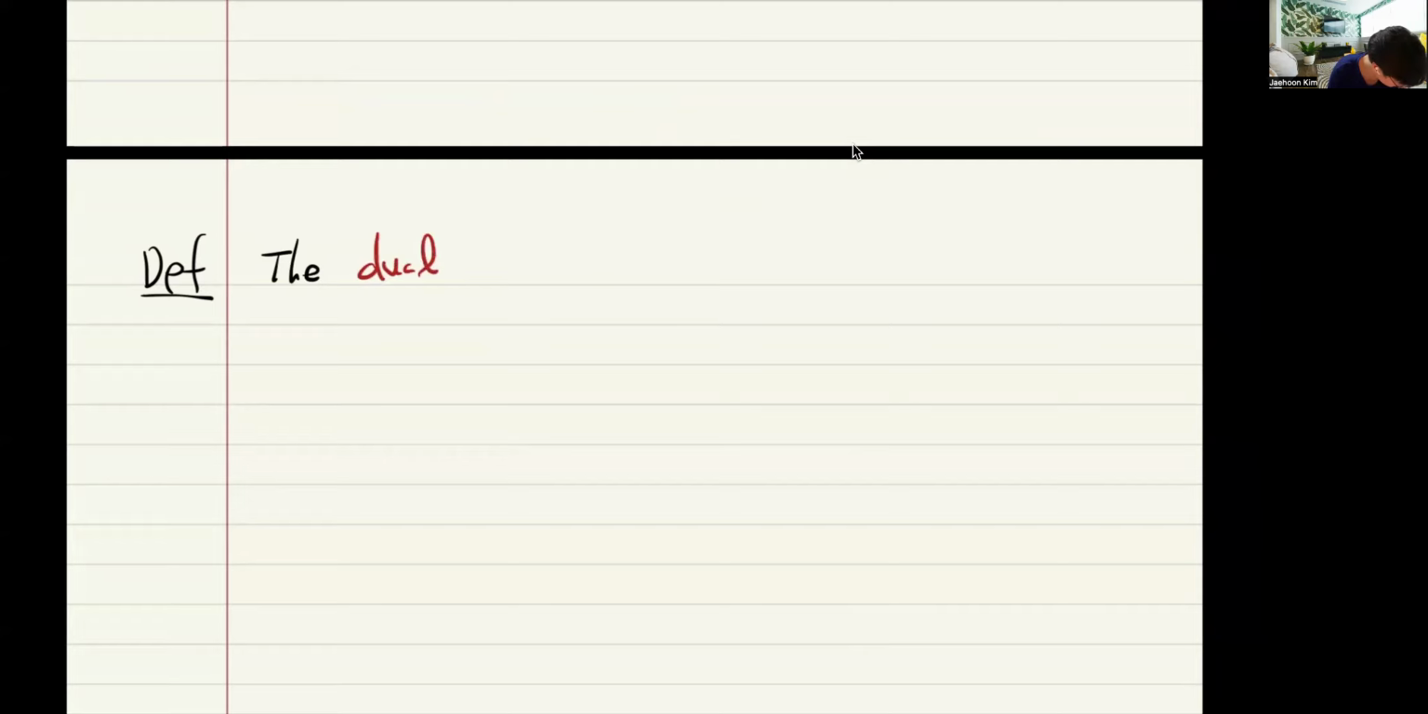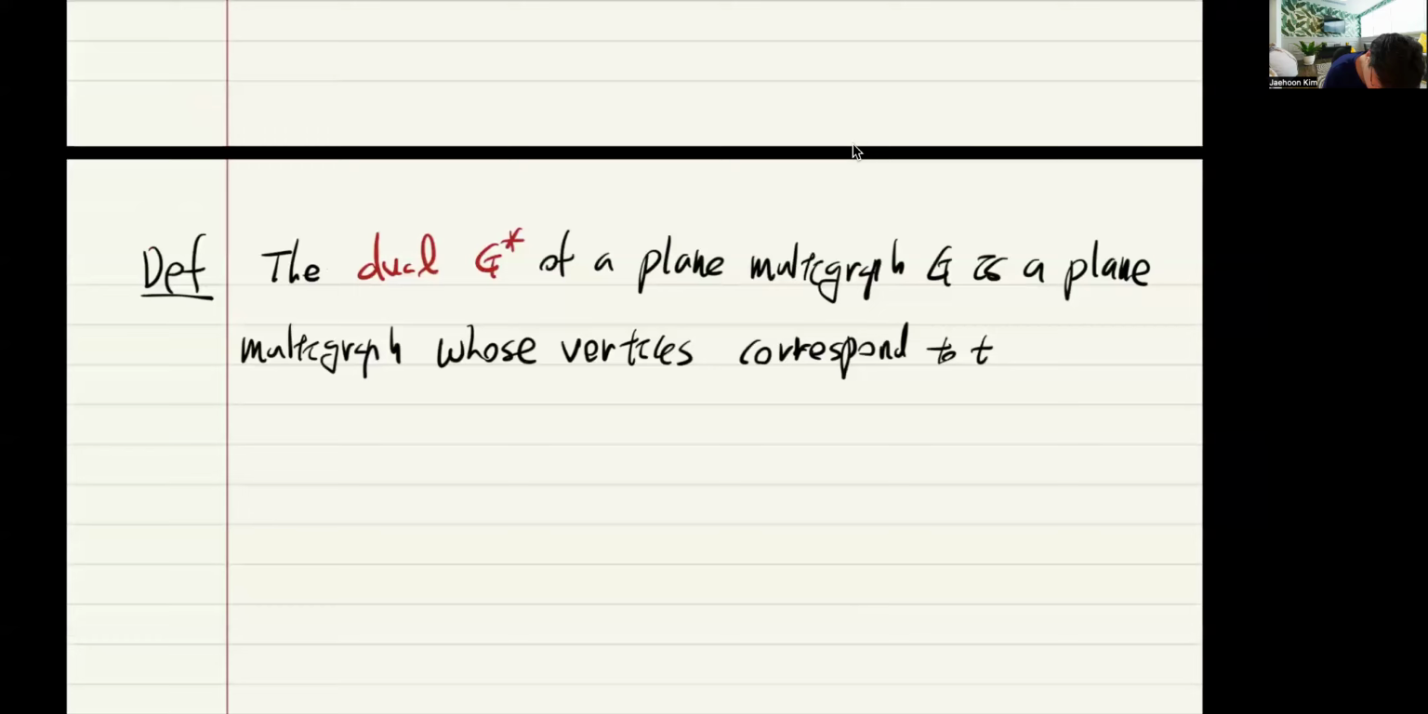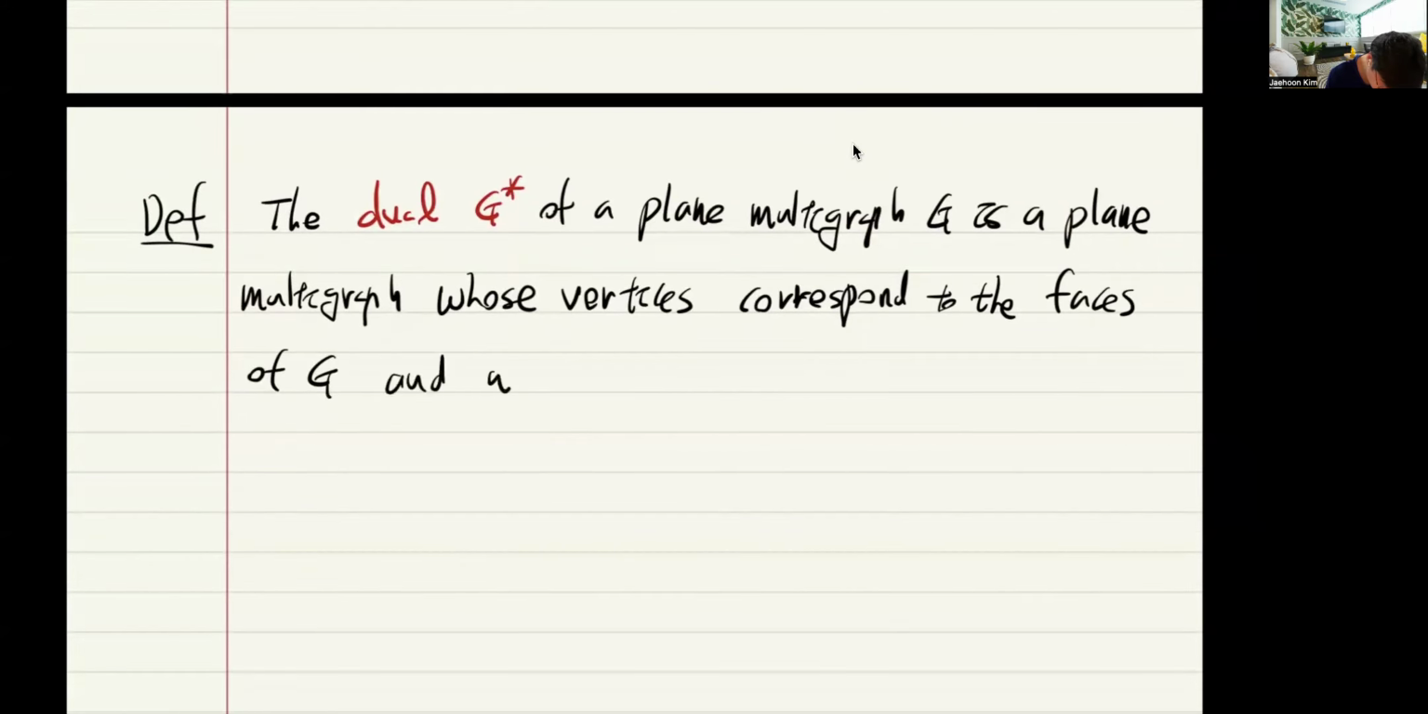The dual graph, which we write as G star, of a plane multigraph G is another plane multigraph with vertices that correspond to the faces of this plane multigraph G, and those edges correspond to the edges of G.